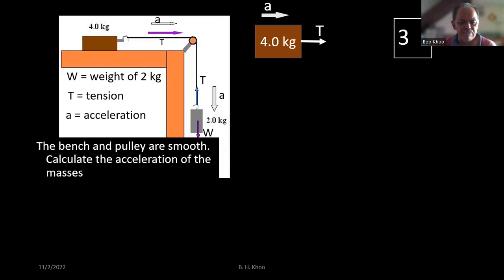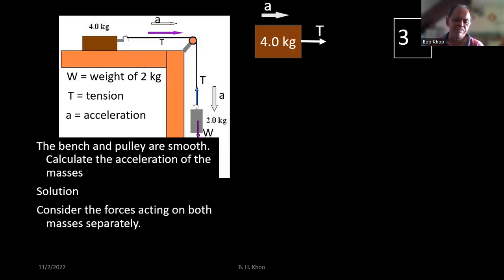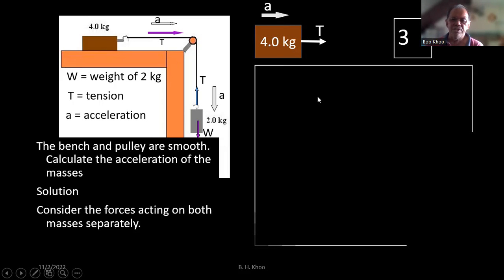Okay, bench and pulley are smooth. No friction. Calculate the acceleration of the masses. This is your STPM work. Consider the forces acting on both masses separately. You calculate this one first. It has acceleration A. There's a tension pulling it down. So in this case, the only force acting is the tension.